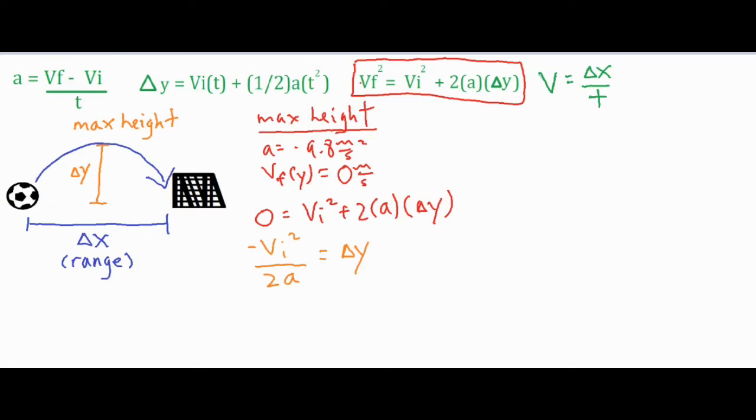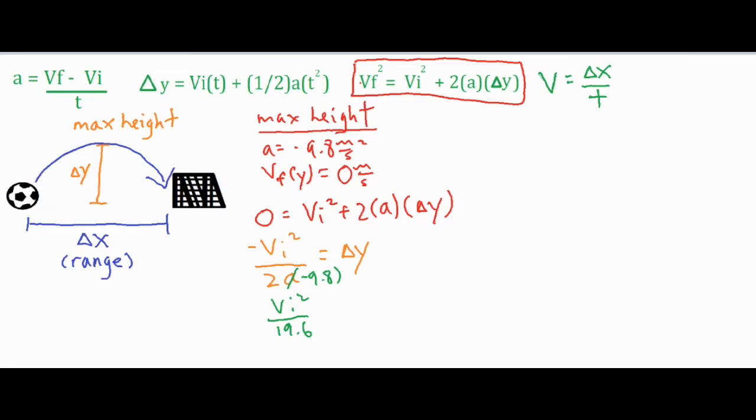Now, since we know that the acceleration due to gravity is negative 9.8, if we're neglecting air resistance, this is always going to be 2 times negative 9.8 on the bottom, which is negative 19.6. So then we would have vi squared over 19.6. And then we drop the negative because the negative from this negative 9.8 and the negative in front of that vi squared cancel each other out.